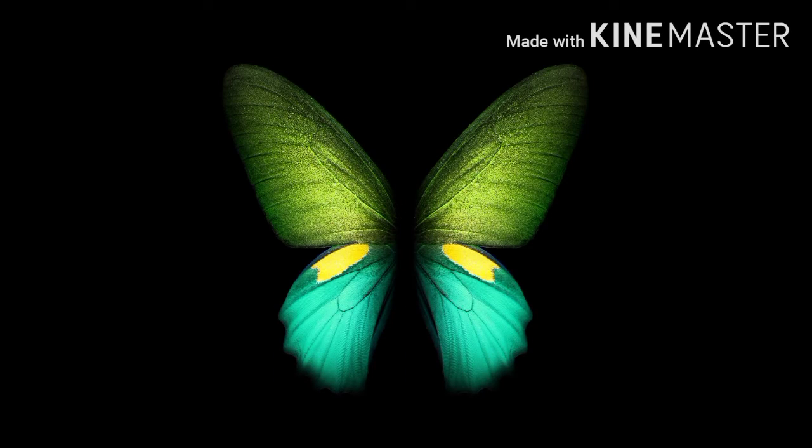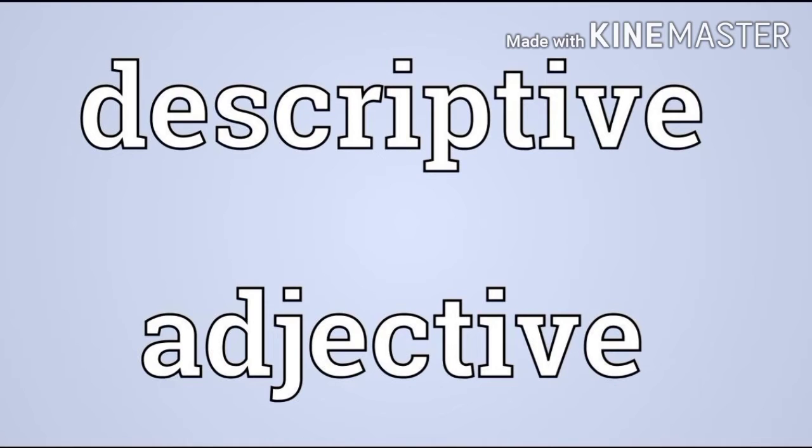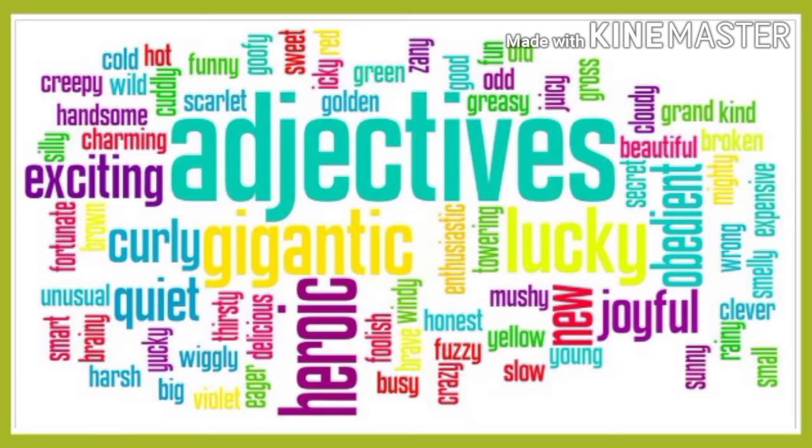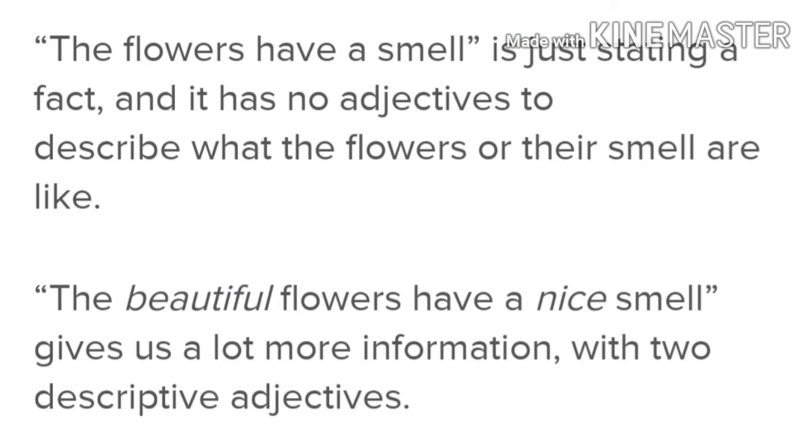The first kind of adjective that we are going to study is a descriptive adjective. Whenever we speak of adjectives, we are normally referring to a descriptive adjective. Descriptive adjectives are used to describe nouns and pronouns. For example, qualities, feelings and emotions belong to a descriptive adjective.